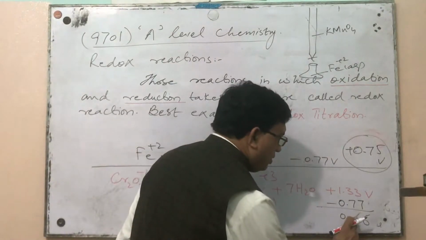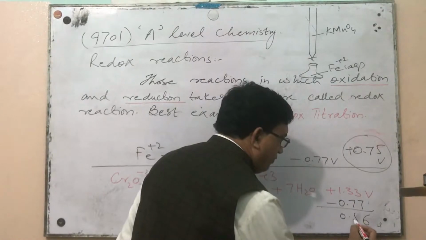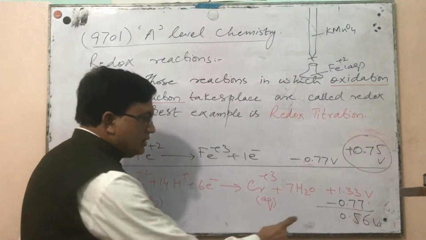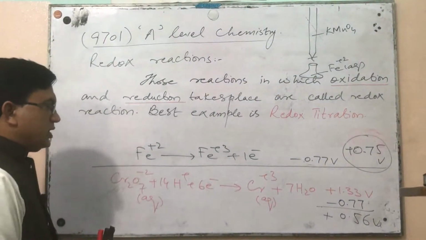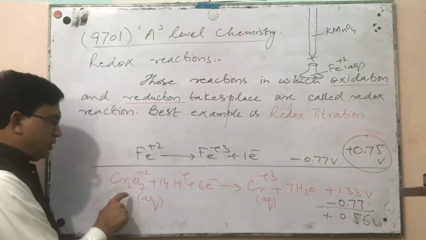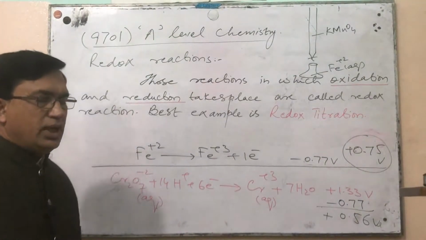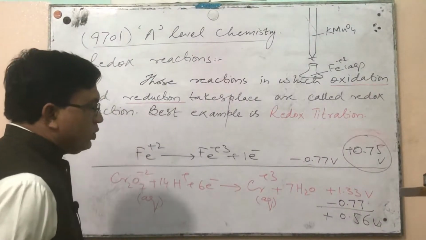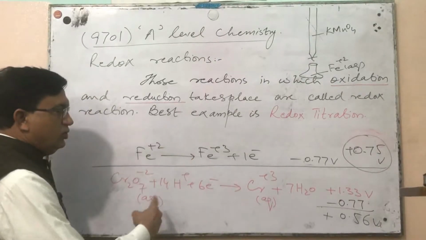Sorry, for 0.56 volts. Now, this is also a positive value that is indicating that a redox reaction can also be performed using dichromate solution and the iron solution as a reductant. It is quite clear from this equation that both of these can be used to convert.